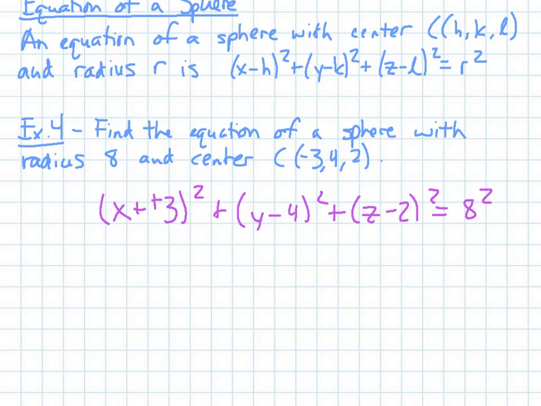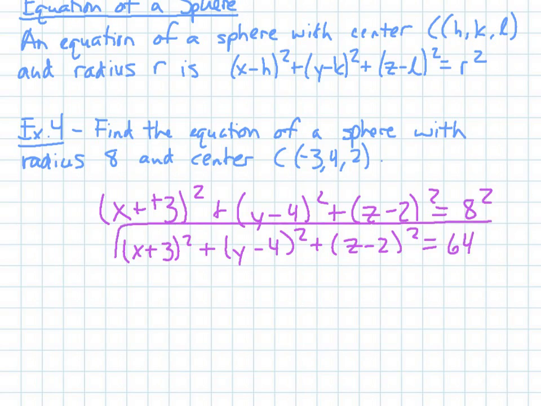Now for these, they kind of want you to just leave it. You don't have to FOIL it out or anything, unless it makes sense to do so. But just simplify it as far as you can with the signs, and then simplify your radius squared, make it 64. So in this case, that would be our equation that represents a sphere. Okay.